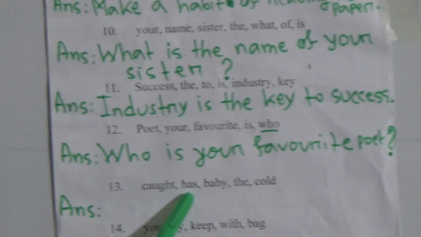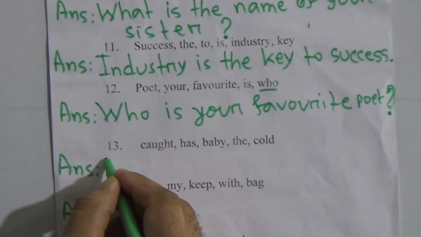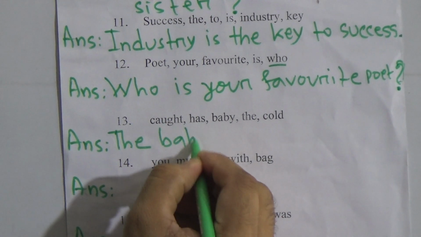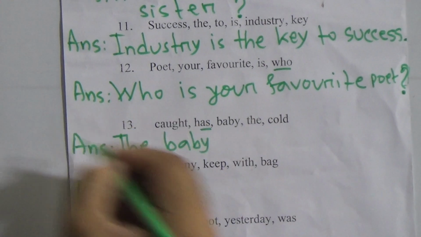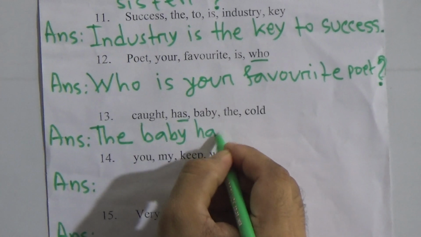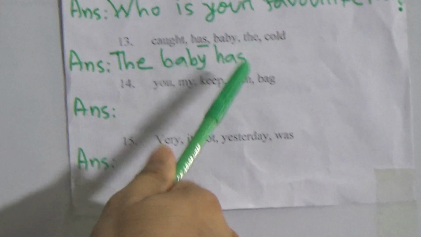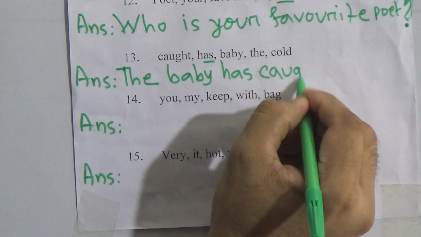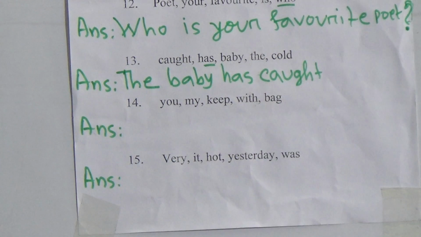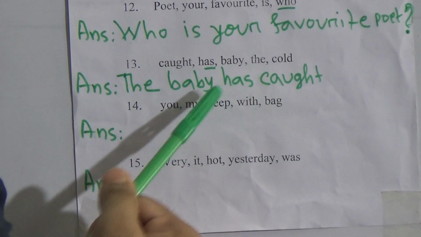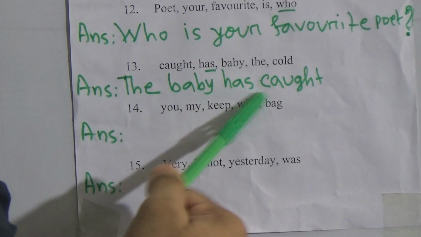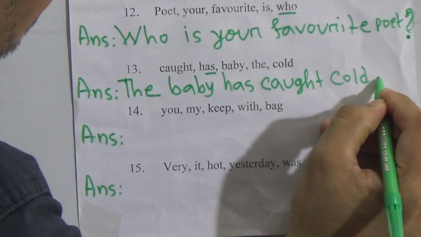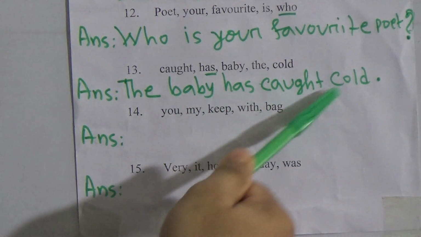Number 13, "caught has baby." It is also our assertive sentence. So write first the baby. Write this auxiliary verb, the have verb, as it is our third person singular, that's why has here. The baby has caught. It's the past participle form of catch. It comes from catch. The baby has caught cold.